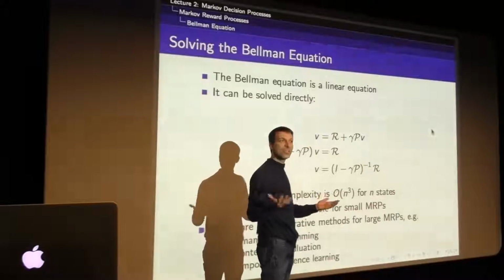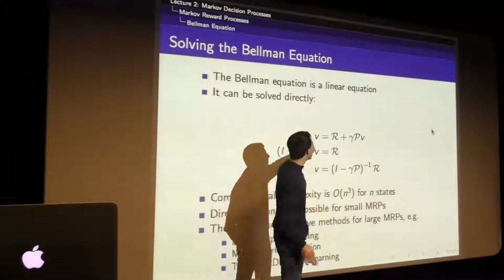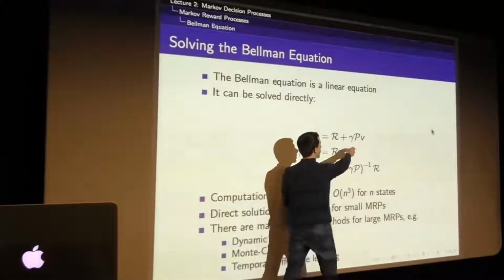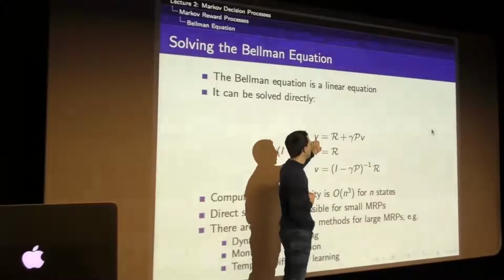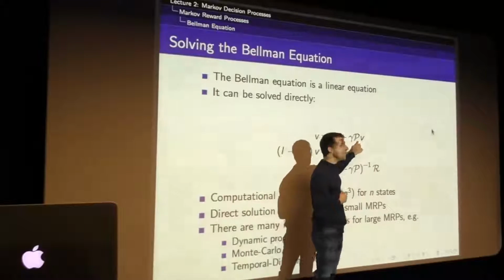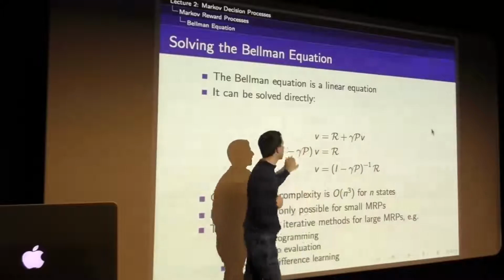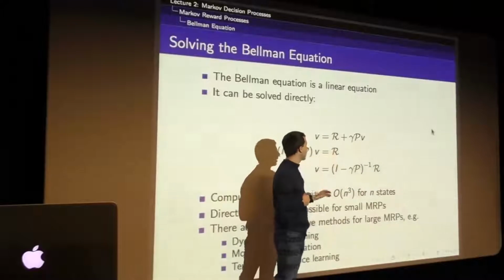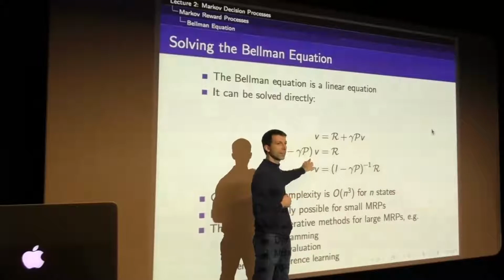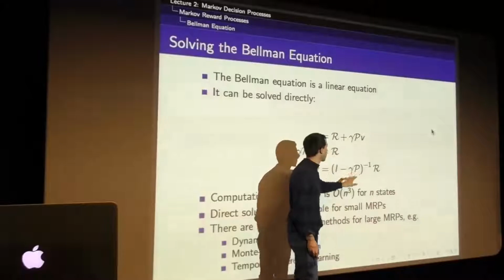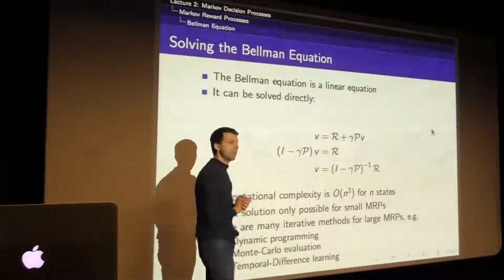Assuming that our matrix is small enough to invert, what we can do is just write out our linear equation now. All we're going to do is collect together the v terms here. So we've got, if you like, identity times v here, and gamma P times v here. So we collect those together on this side, I minus gamma P, v equals R, and then we just invert this matrix. Okay? And this is the solution to the MDP.